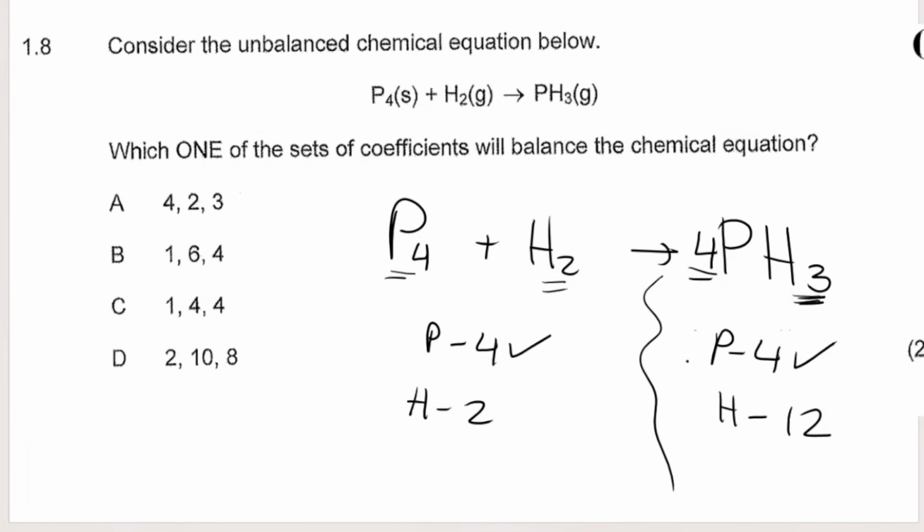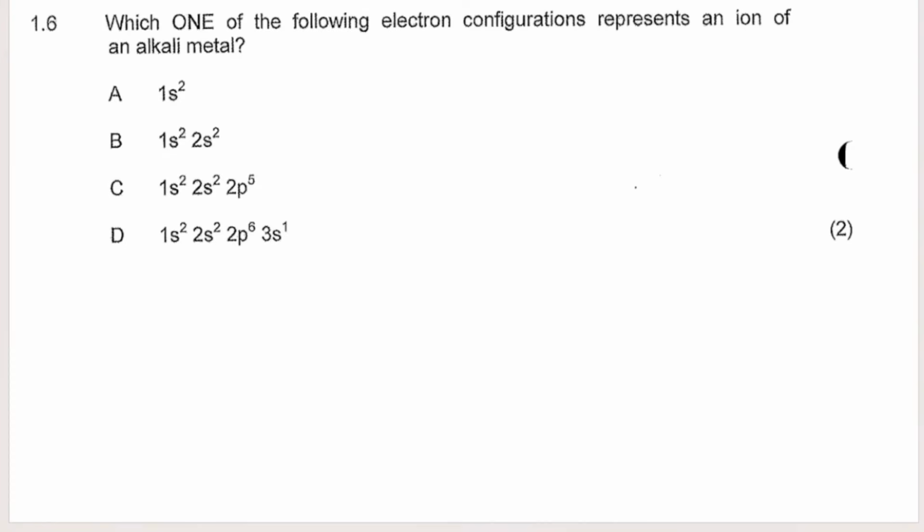So how do I make 2 become 12? I need to multiply this by 6. So I put a 6 there. And there we go. Balanced. So my answer to this is which one of the sets of coefficients will balance this chemical equation. Remember, in front of the P4, I know we didn't change anything there, but there's technically a 1 there. So we've got 1, 6, and 4. So B.